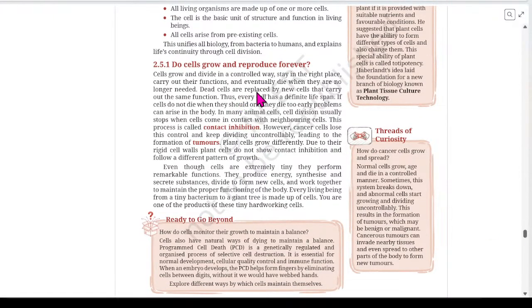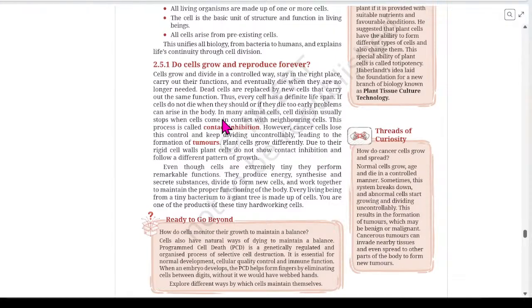Do cells grow and reproduce forever? Cells grow and divide in a controlled way, stay in the right place, carry out their functions, and eventually die when they are no longer needed. Dead cells are replaced by new cells that carry out the same function. Thus, every cell has a definite lifespan. If cells do not die when they should, or if they die too early, problems can arise in the body.